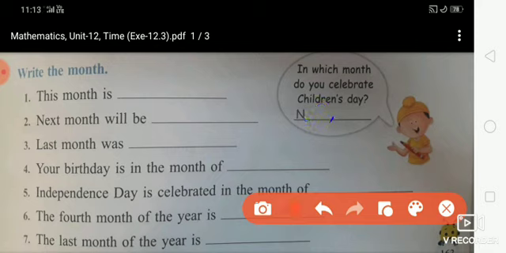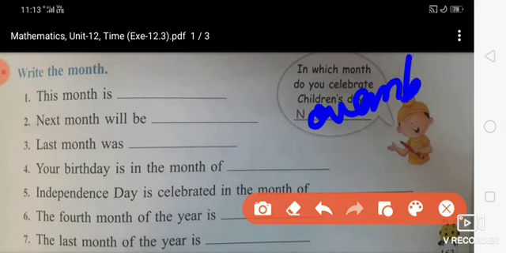Spelling of November. So write the letter N. After that, the spelling is N-O-V-E-M-B-E-R. November. Month: November. Okay, so for the first one, write the month.